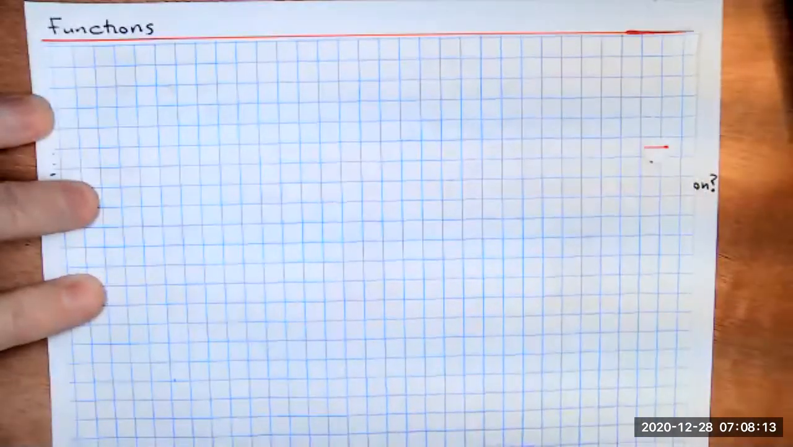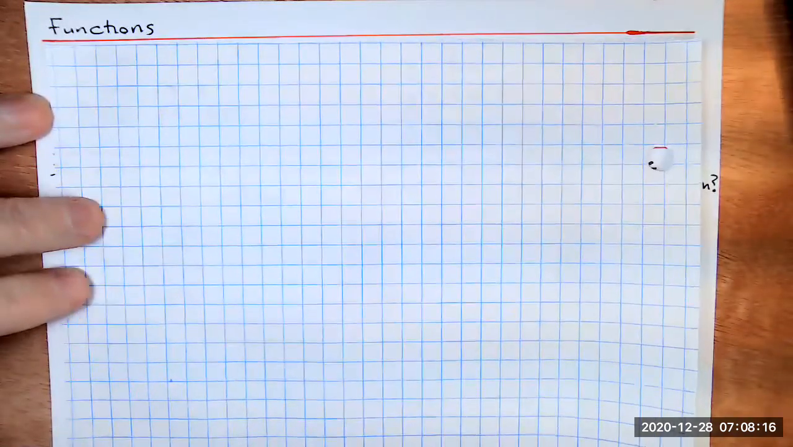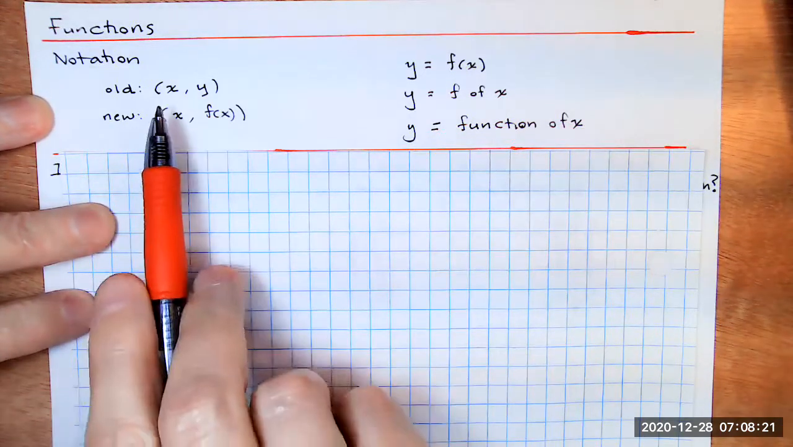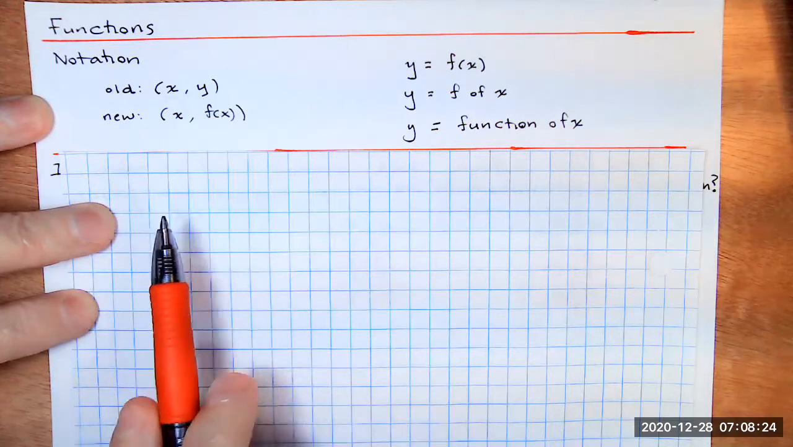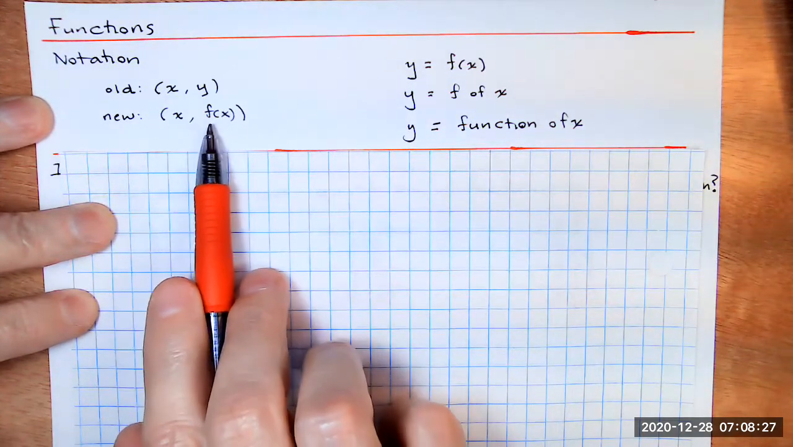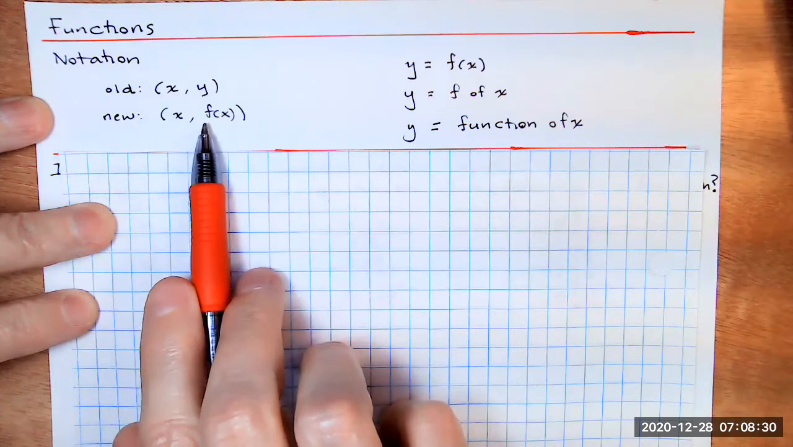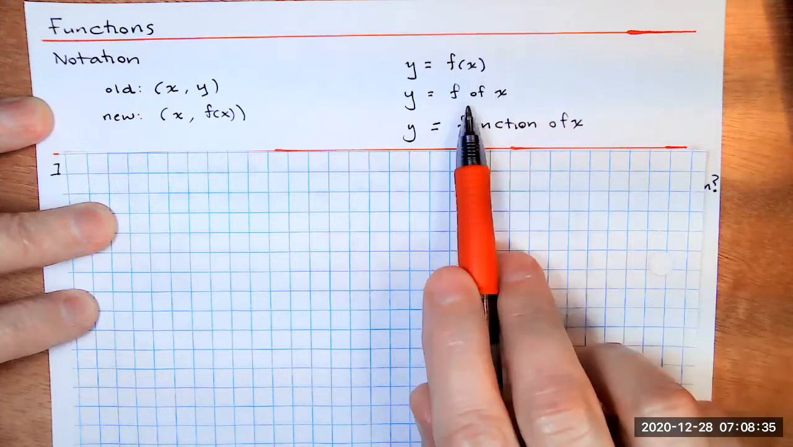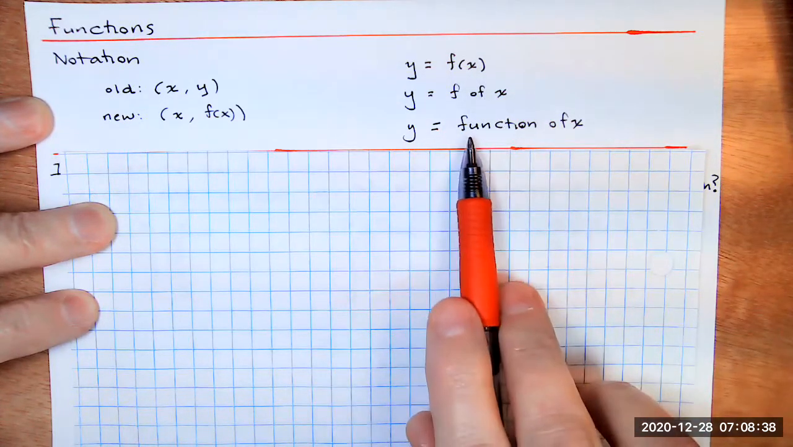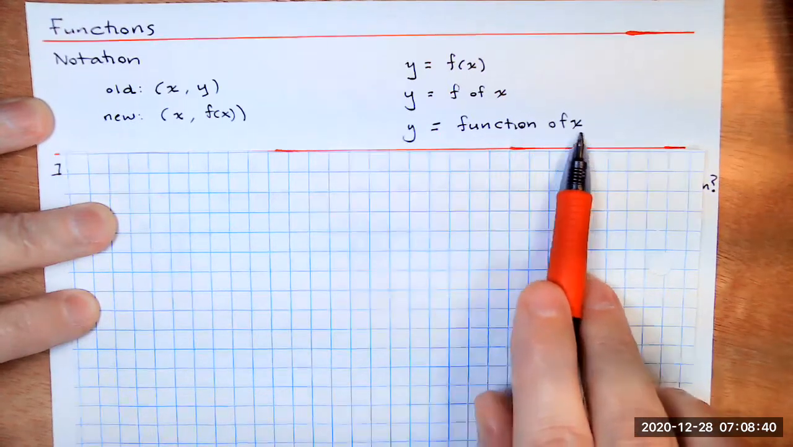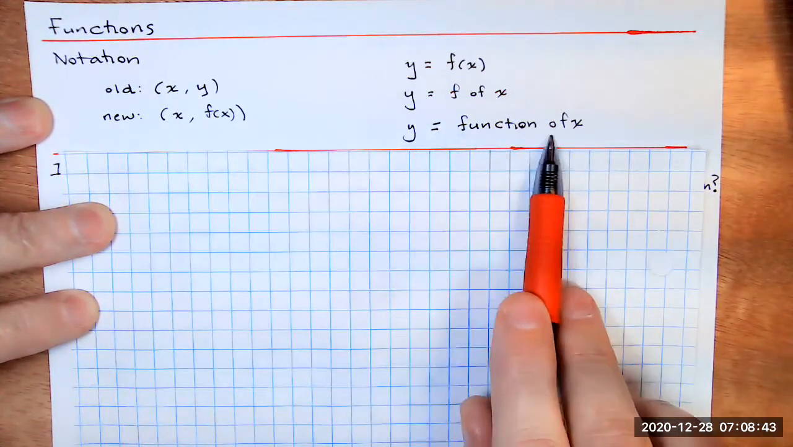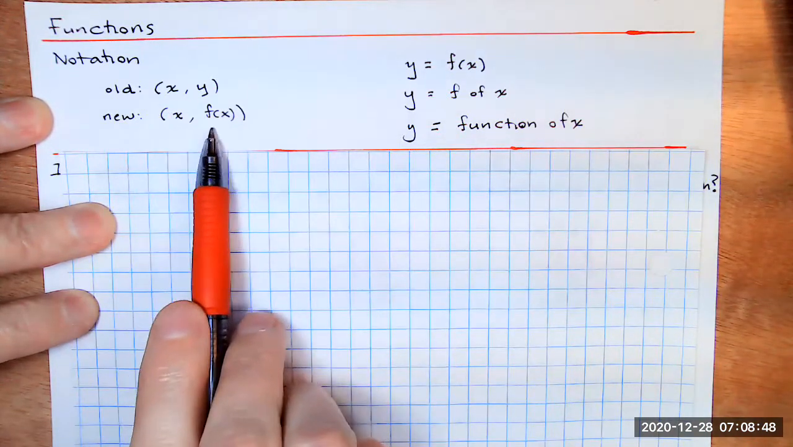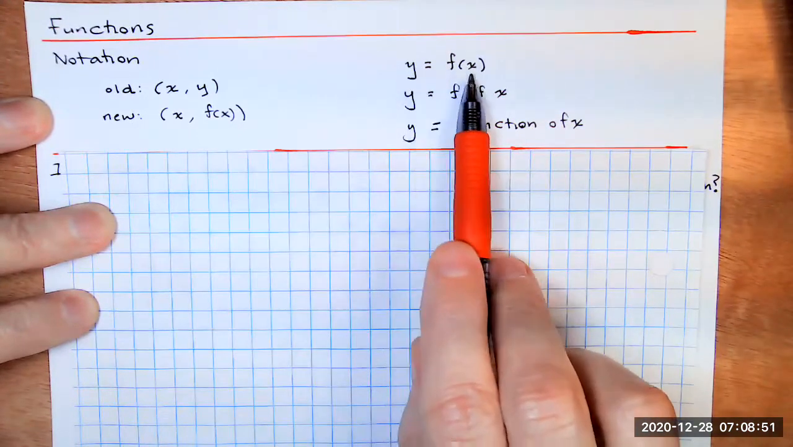All right, let's talk about functions. First, let's start with function notation. So before, when we had a two-dimensional system, we used x and y. And now we're going to use x and f of x. So instead of y, we have f of x, which is said "f of x," short for function of x. So y is a function of x. So that's our notation. So you could write an ordered pair this way or this way.